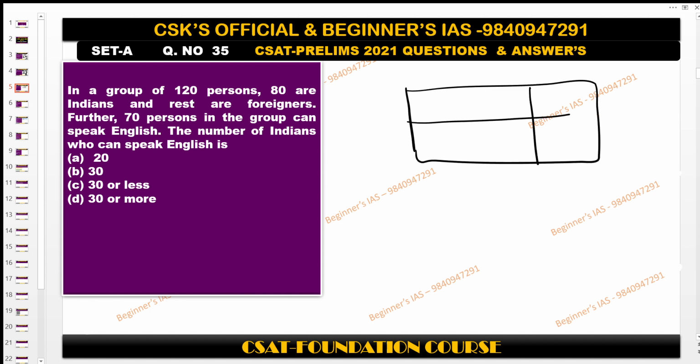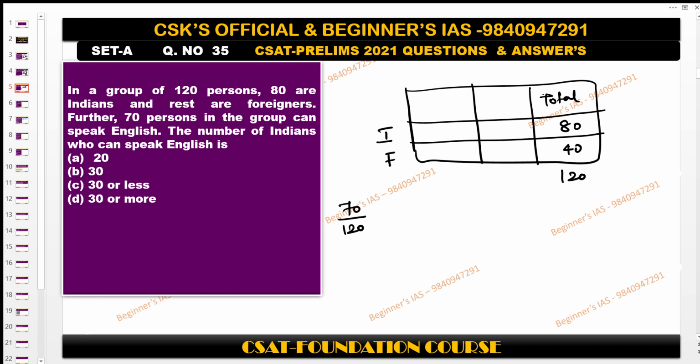So I am taking this as the total, 120. Then 80 are Indian, so let us take these as Indians. 80 as Indian. So the foreigners, obviously you have to subtract, therefore 40 here. 70 persons in the group can speak English, so 70 out of 120 speak English in total. So here English, non-English.